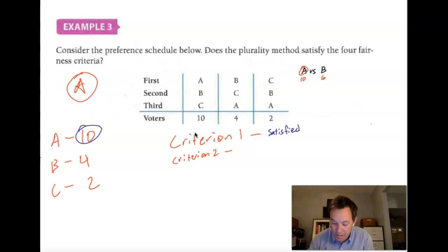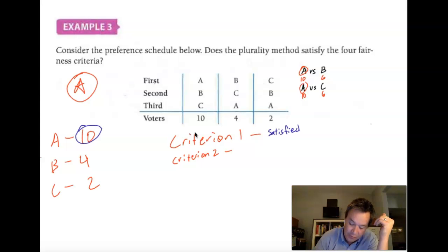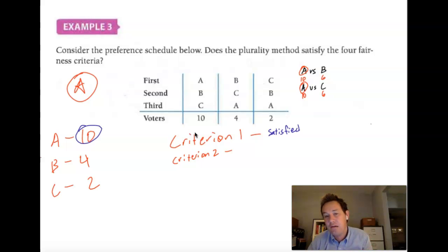Let's look at A versus C. Column 1, A wins. Column 2, C wins. Column 3, C wins. But it's still 10 votes for A to 6 votes for C, so A wins both of their matches. We can stop there. It doesn't matter what happens B versus C because A already won all of their pairwise comparisons. And A also wins the election by plurality. So criterion 2 is satisfied.